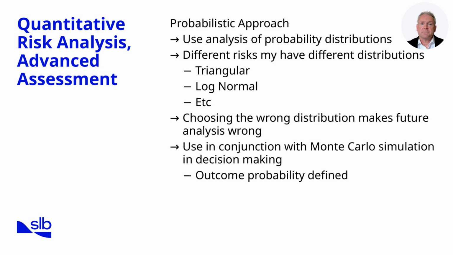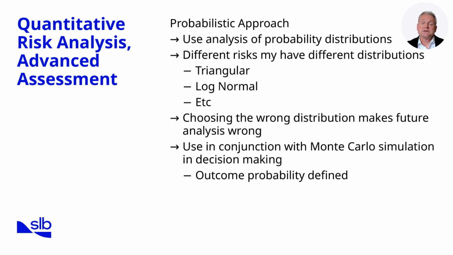For example, some may be best described by a triangular distribution, where outcomes cluster around a central value but still allow for extremes. Others may follow a log-normal distribution, where small values are common but large outliers occur less frequently. Choosing the wrong distribution can lead to serious errors in predicting risk outcomes, so selection must be made carefully.